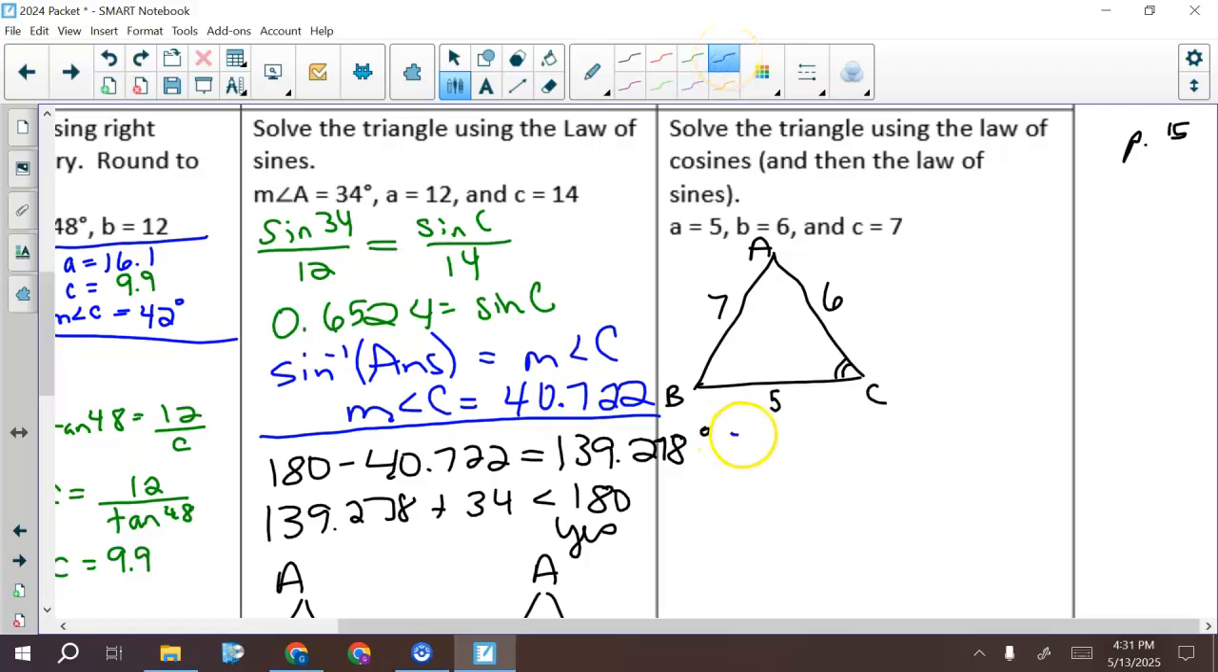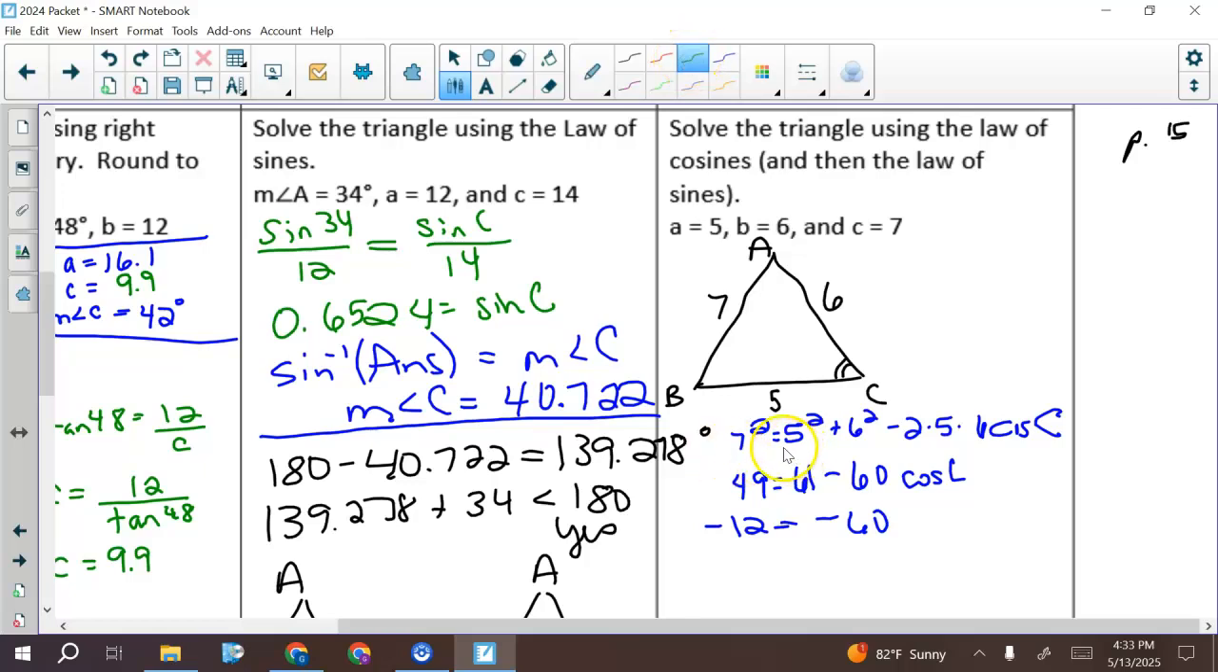So we're going to go 7 squared equals 5 squared plus 6 squared minus 2 times 5 times 6 cosine of C. Then we square the 7, the 5 and the 6 to get 61, and then take negative 2 times 5 times 6, that's supposed to be a 6, which is negative 60 cosine C. Then we subtract 61 to the other side, so we're left with negative 12 equals negative 60 cosine C. We need to divide by negative 60.